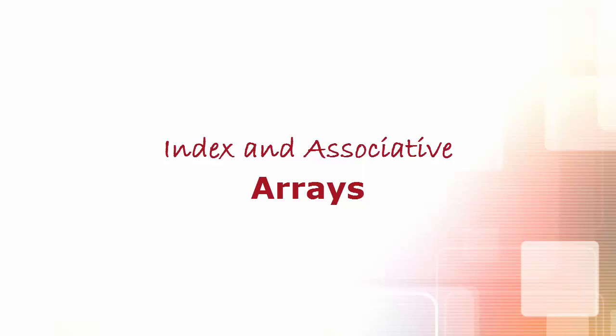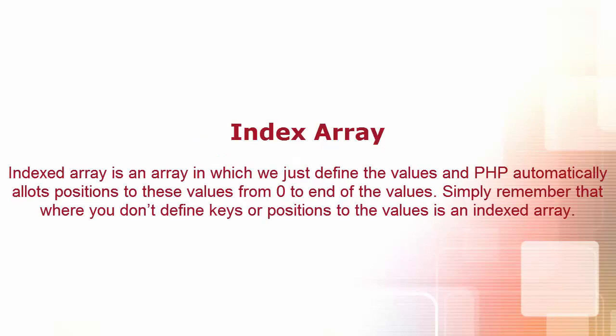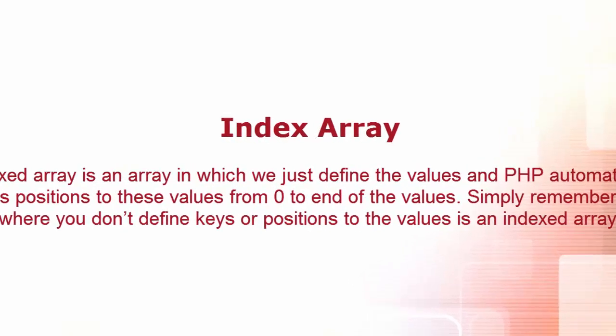There are actually three types of array, but we'll discuss two types only as the third one is more complex and I don't want to confuse you at this stage of learning. Indexed array is an array in which we just define the values and PHP automatically allots positions to these values from 0 to the end of the values. Simply remember that where you don't define keys or positions to the values is an indexed array.